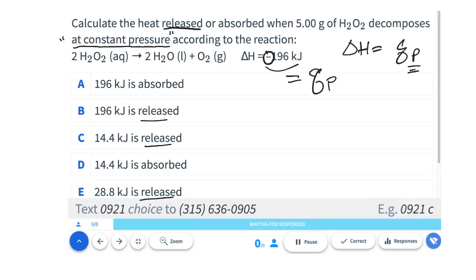Okay, so calculate the heat released when 5 grams. 196 kilojoules will be released if we had 2 moles of H2O2 decompose, according to this reaction. If we want to calculate the heat, let's actually just try to calculate Q for the reaction actually occurring here by taking 5 grams of H2O2. Let's go to moles. So moles, it's going to be like 18.02 for water plus another 16 for the second oxygen. It's 34.02 grams.